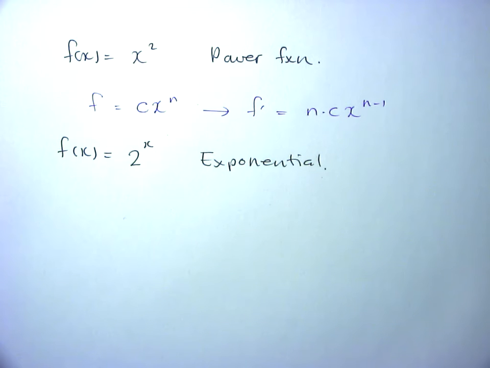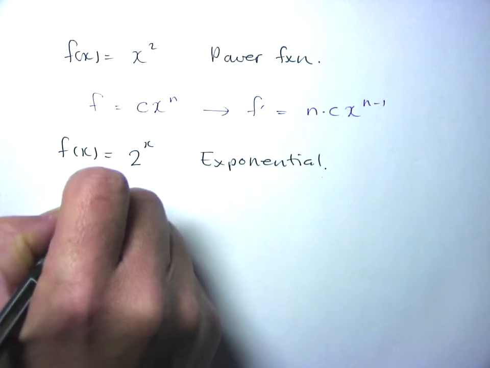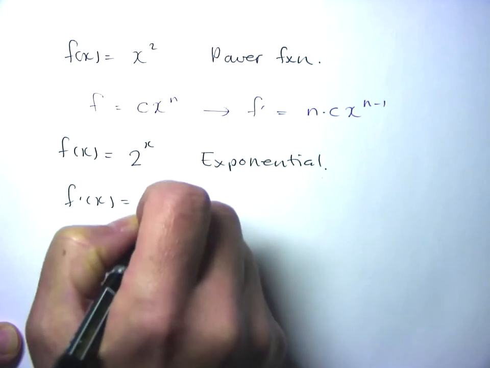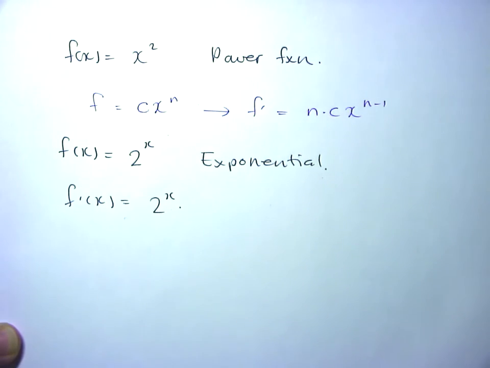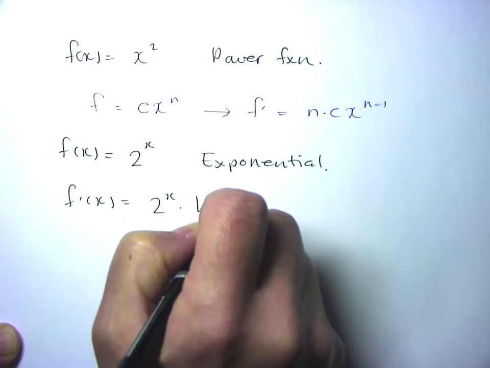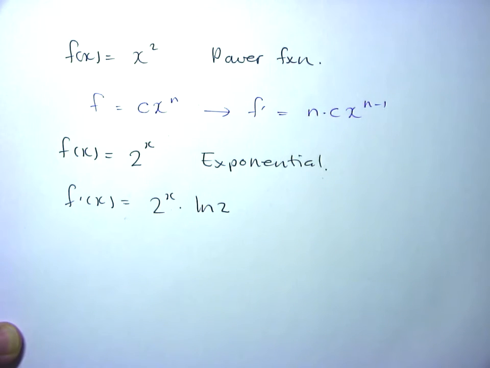Exponential functions will have their very own rule. And that rule, like we just saw, was this. So if you had f of x equals 2 to the power x, then the derivative f prime of x is 2 to the power x times natural log of 2. Okay? So don't confuse power functions with exponential functions.